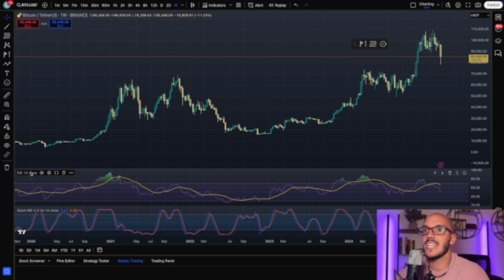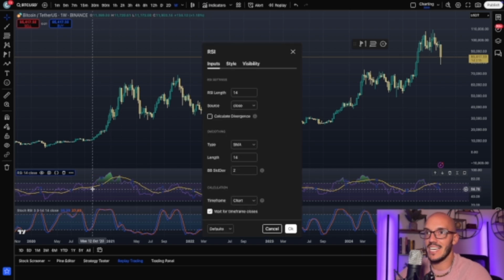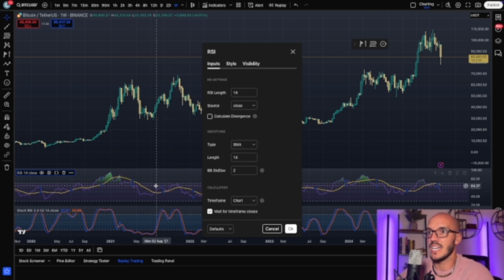So starting off with the classic RSI. The RSI is the purple line, okay? The purple line is the RSI. The yellow line is the smoothing moving average, that's this right here, the SMA. So that is what the yellow line is. They both serve their own purpose, but we'll start with the RSI.